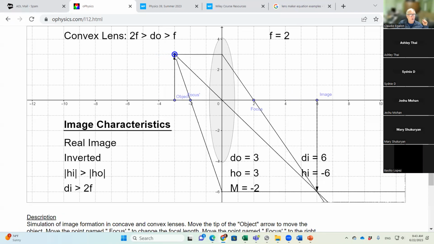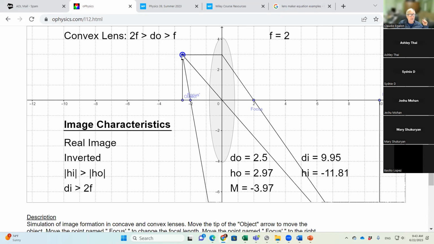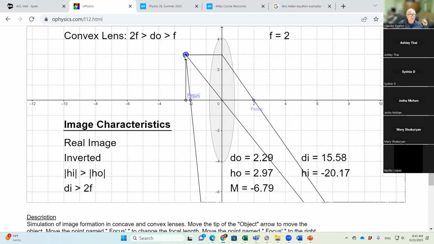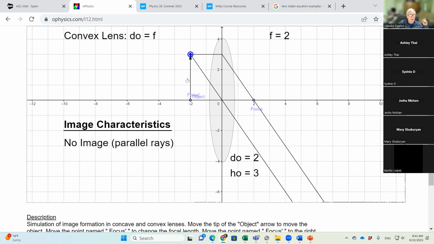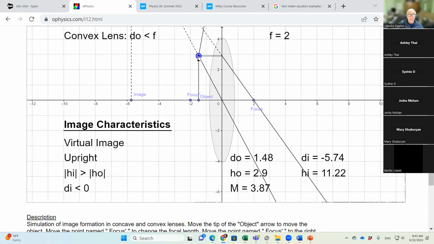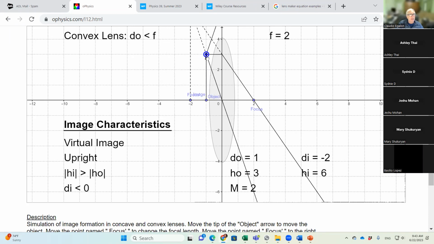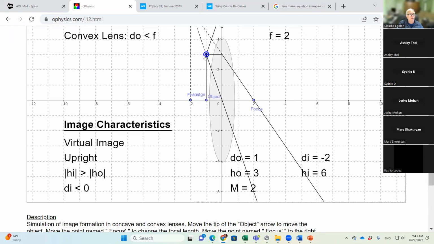So here we go, as we get closer and closer to the focal point, the image grows larger and larger until we form an improper image. Here you go. Here are the light rays that are parallel to one another. No image, parallel light rays. At this point, we're going to form a virtual image. Okay? Look at the virtual. The behavior is very similar to that of the mirror. Okay, here you go. Here's the virtual image forming.